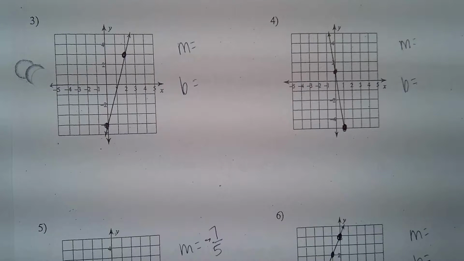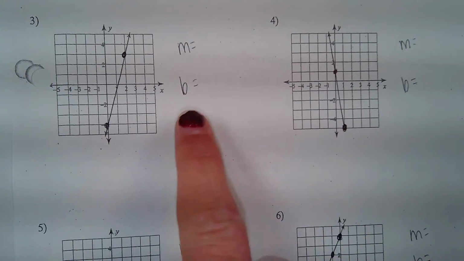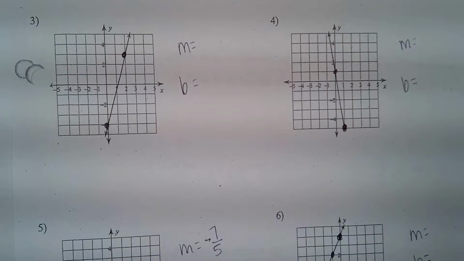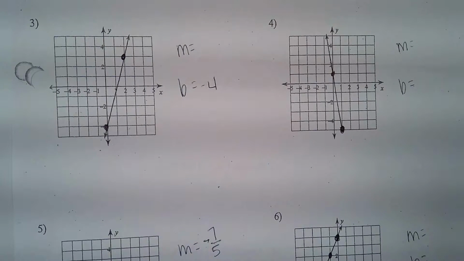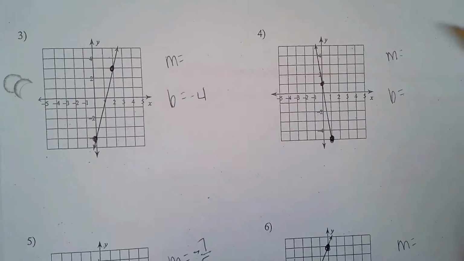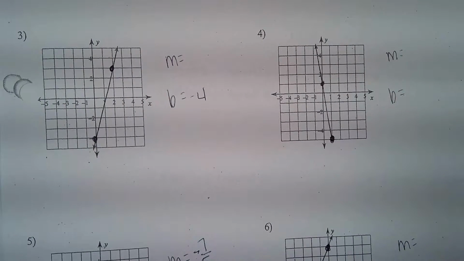All right, Zach, what is the y-intercept for number 3? -4? Brayden, what's the slope for number 3? 2/3? Are you sure? Did you use these 2 points?